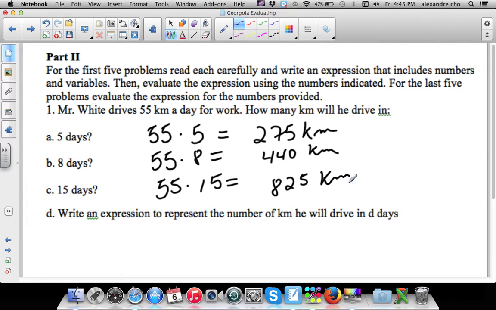Write an expression. To write an expression, you look at the 3 problems that you just did. The one thing that changes is the number of days, and therefore that's going to be our variable. In this case, it asks us to use the letter D for days. The one thing that stayed the same is the number of kilometers he drives per day. So 55 times the number of days, 55D, will represent the total kilometers.